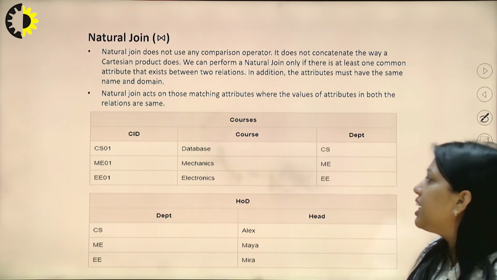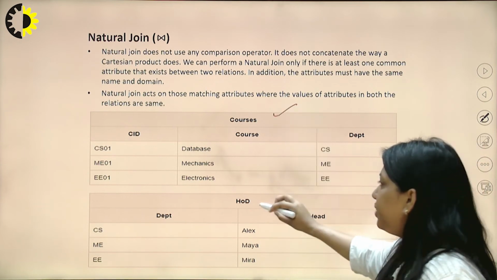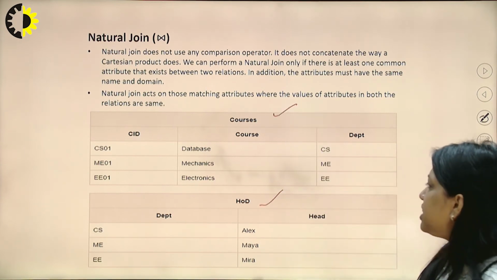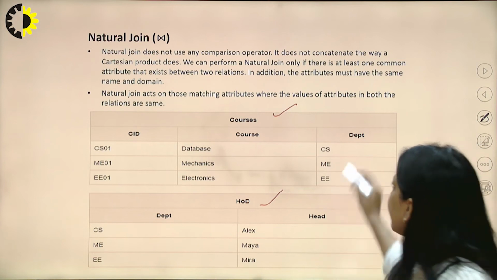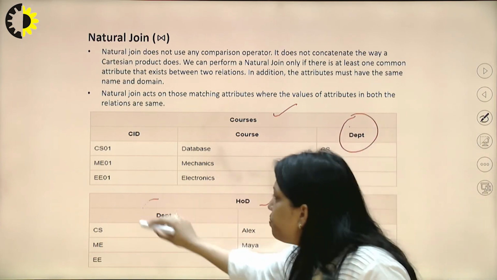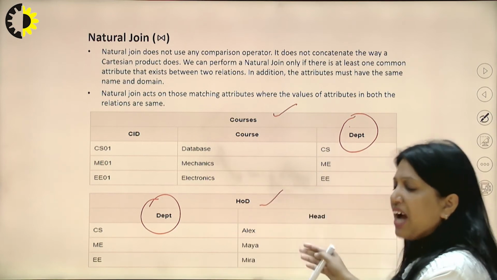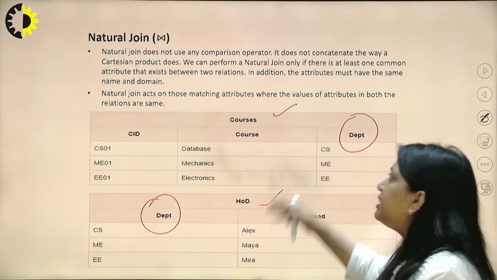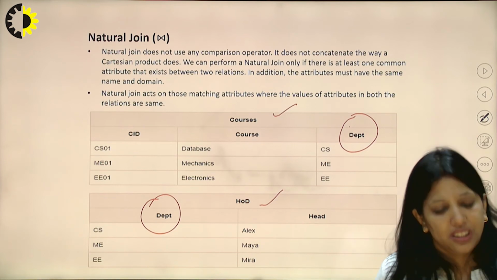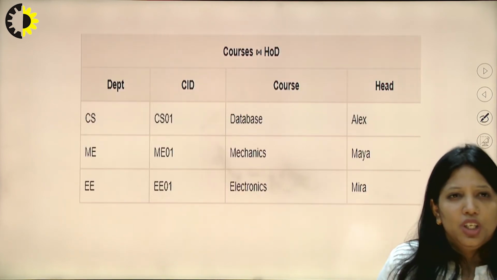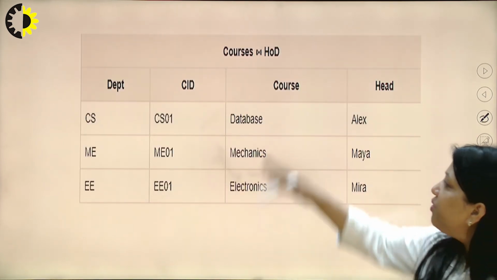Here two tables are given to us, that is Courses and HOD. In these two tables, one attribute is common, that is the department. On the basis of this attribute, we apply the natural join on these two tables, Courses and HOD. So what output do we get? We will get this output.